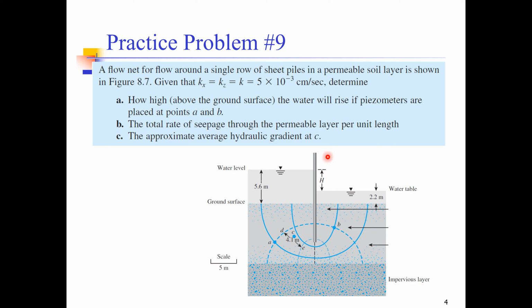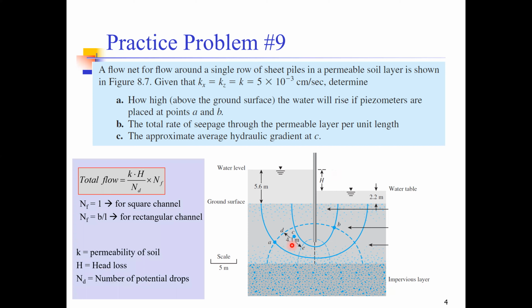Part 2 says that we need to determine the total rate of seepage through the permeable layer. So we want to determine the total discharge of water from the upstream side to the downstream side using the flow nets. And lastly, we have to determine the approximate hydraulic gradient at point C. As we have seen, we have only used a simple equation so far, so we are again going to make use of the same equation for solving this. Let's have a look at this numerical in a stepwise manner.